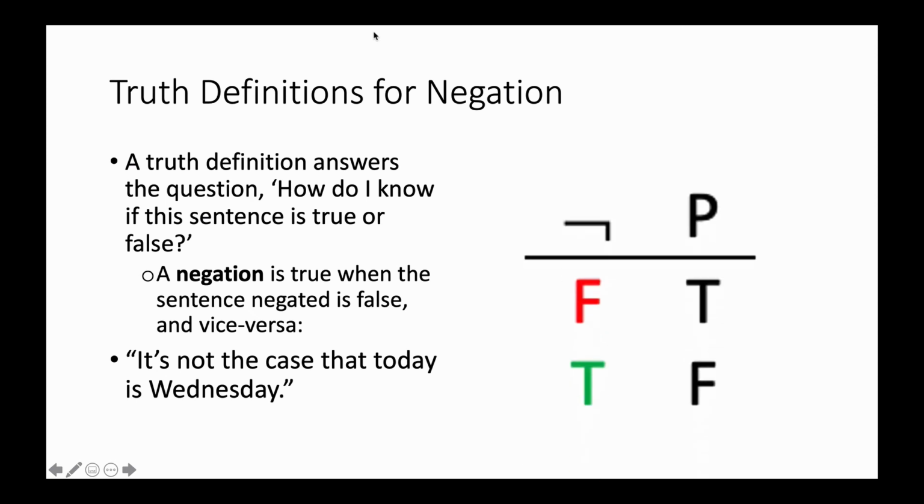So, here are the truth definitions. The negation is false, that's row 1, when the sentence that's negated is actually true. The negation is true when the sentence that's negated is false. So for example, if it's true that today is Wednesday, then the sentence, "It's not the case that today is Wednesday," is false. On the other hand, if it's false that today is Wednesday, then the negation is true. In other words, the sentence, "It's not the case that today is Wednesday," is true.